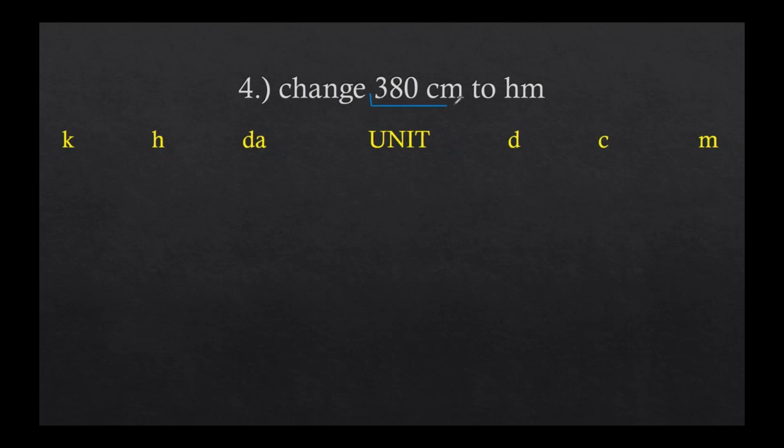Okay, so just like with the U.S. customary, we start at what we're given. So we're given centimeters, which is here. Start at centimeters. I want to go to hectometers. Which direction would my X have to move to get to hectometers? Right or left?